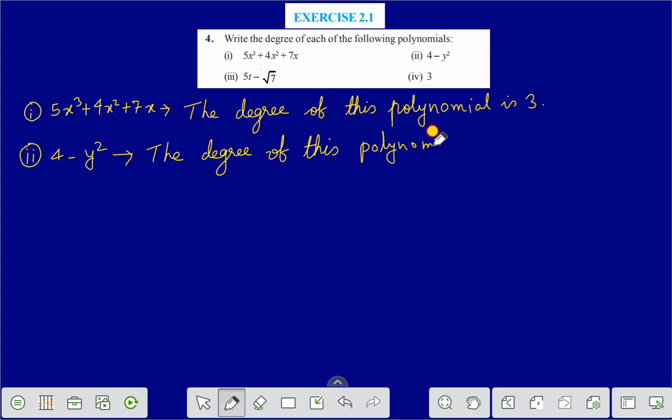Therefore, the degree of this polynomial is 2. Question number 3 is 5t minus root 7. It can be written as 5t to the power 1 minus root 7. Here you see the highest power of t is 1. Therefore, the degree of this polynomial is 1.